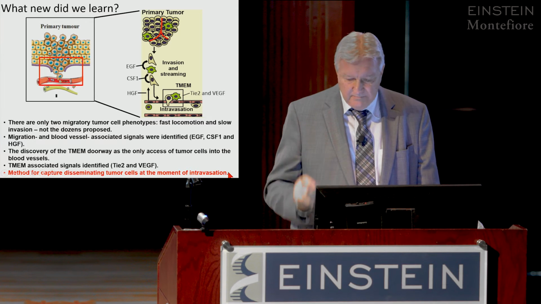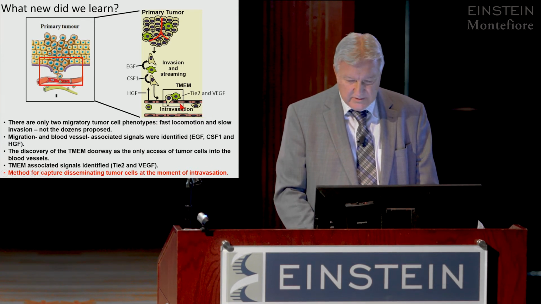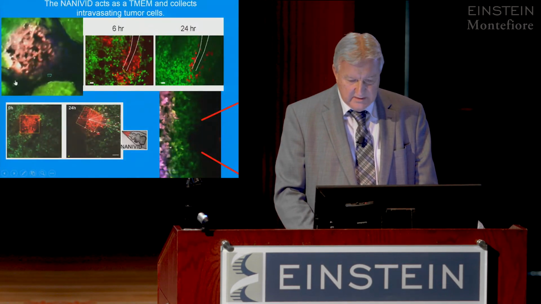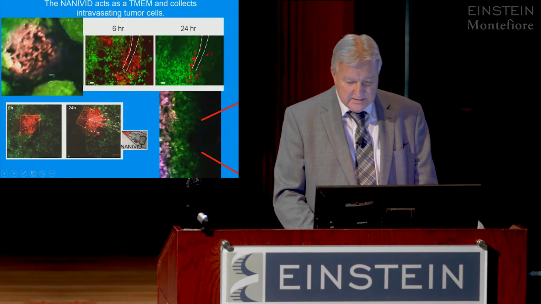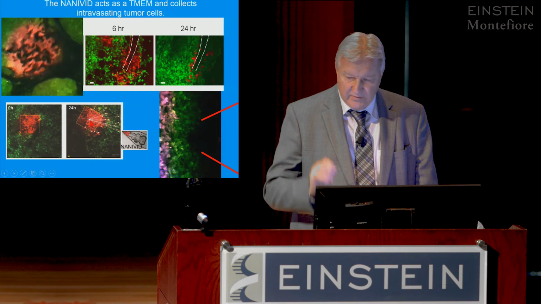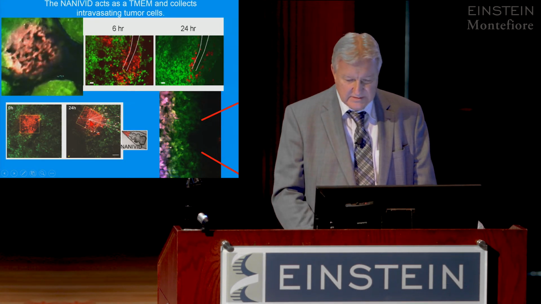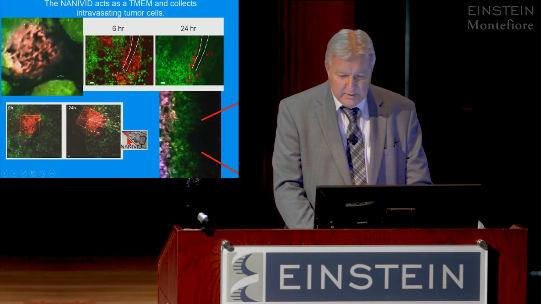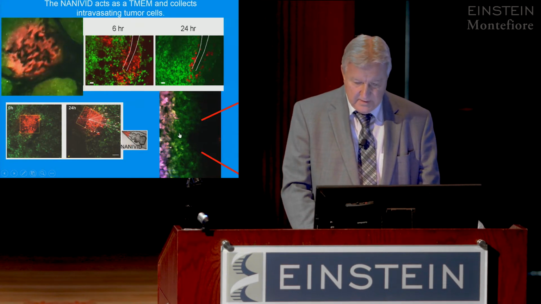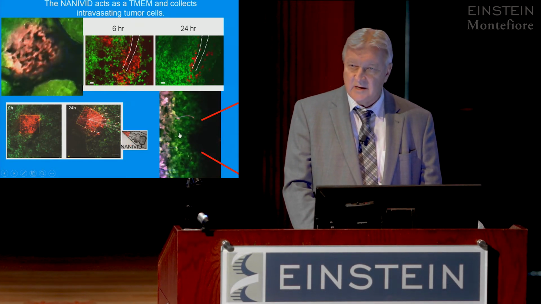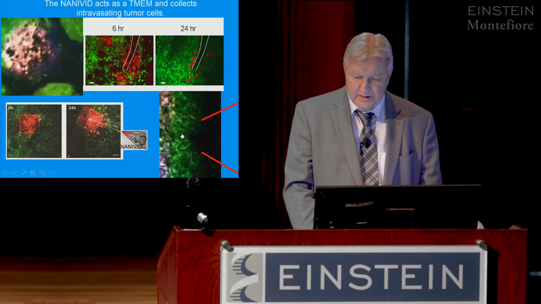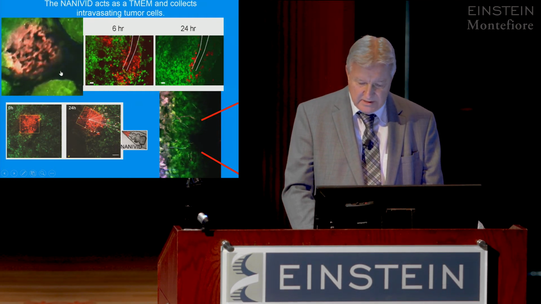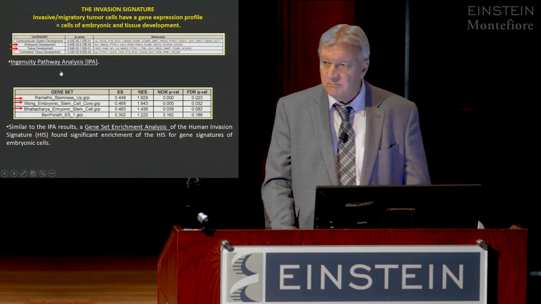So we can go in and basically make an artificial TMEM, put it into the blood vessel, here you see it, and the cells here that are in red have been flash photoconverted from green to red, and you can see these red cells now enter the artificial TMEM. We can capture them. They're alive. This takes a couple of hours. You now have a population of pure cells that are dissemination competent, and you can expression profile them.